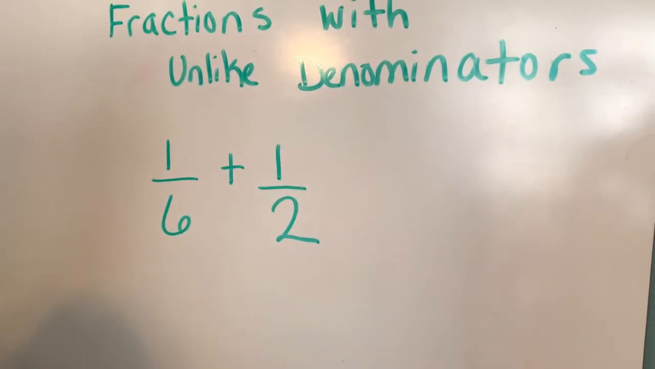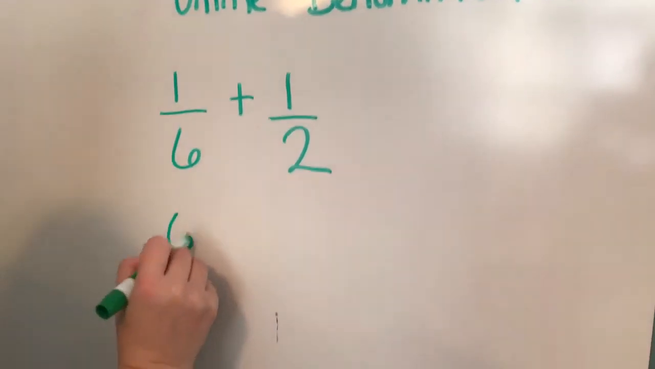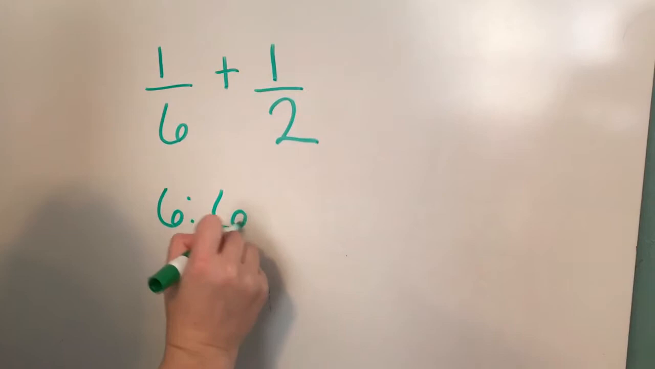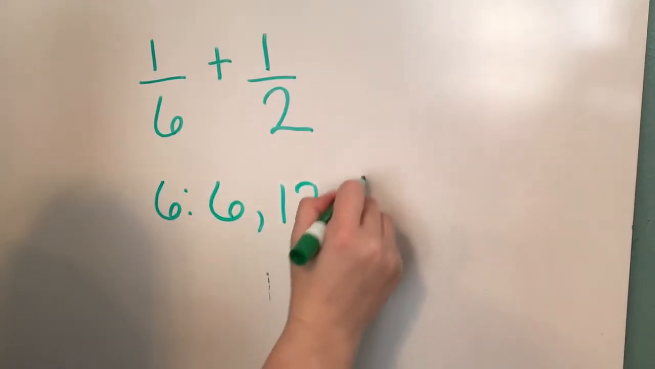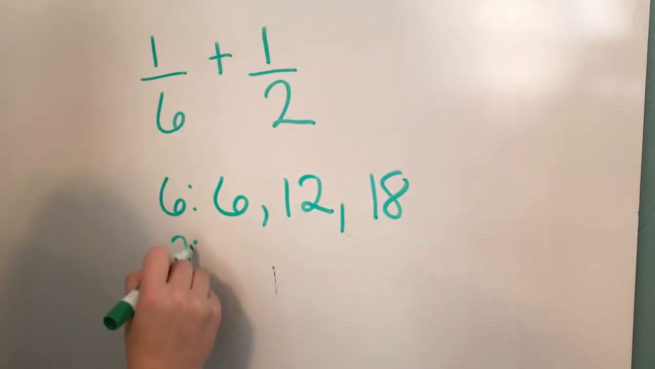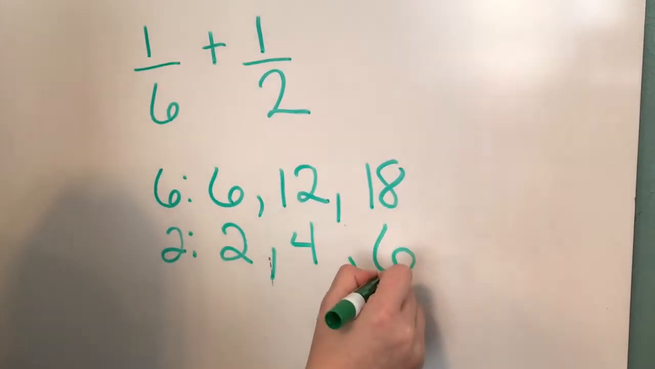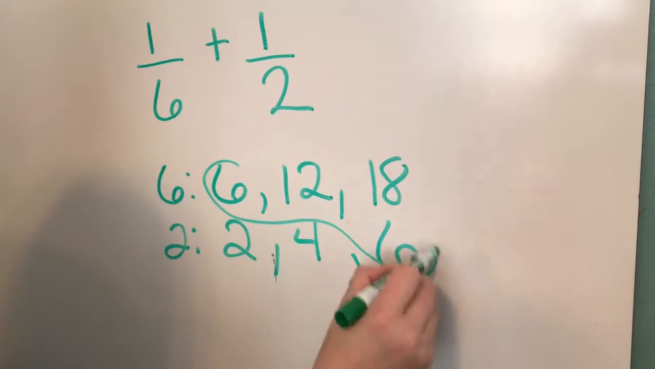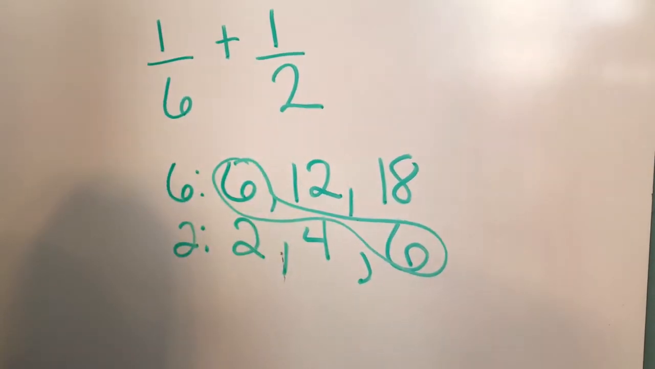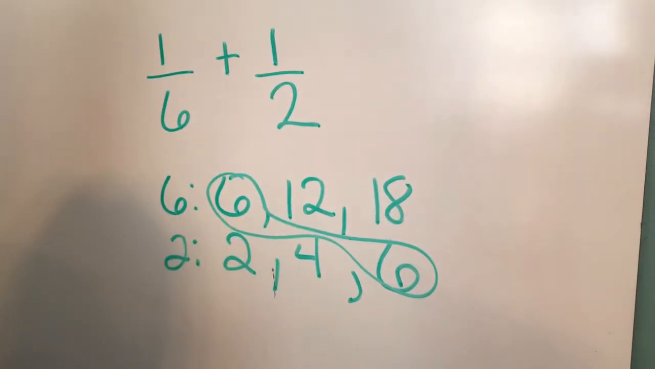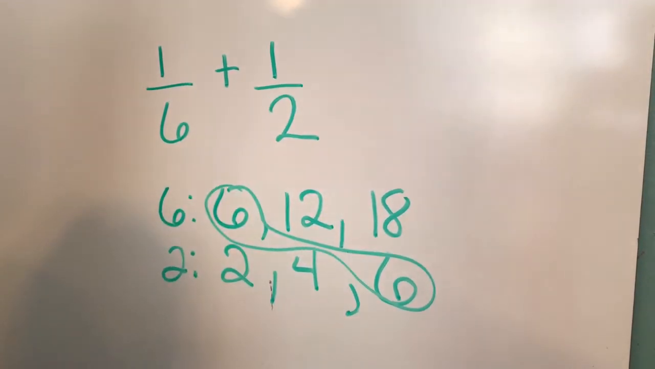So one way to do that is to just list out the multiples. For 6, we could do 6, 12, and 18. For 2, we would do 2, 4, and 6. Here we're going to stop because we have a like denominator right there. So 2 times 3 is 6. We need to convert 1/2 to 3/6.